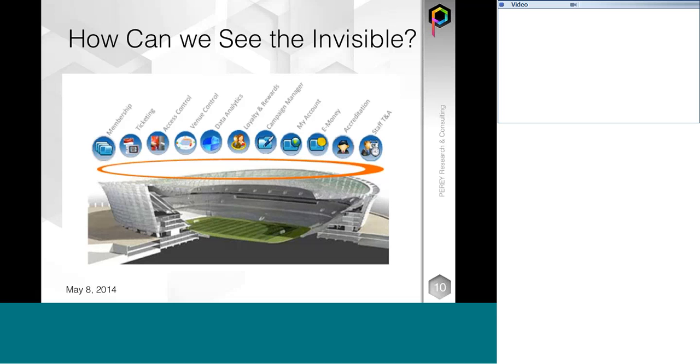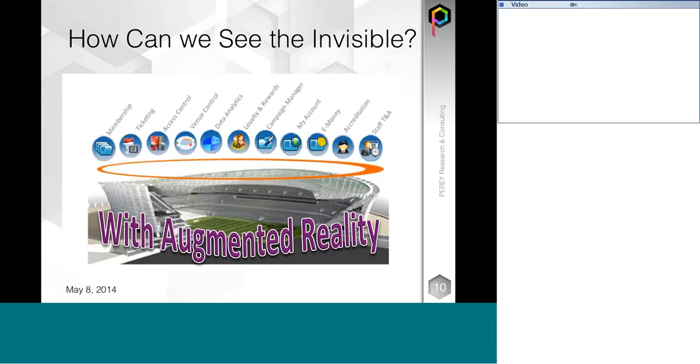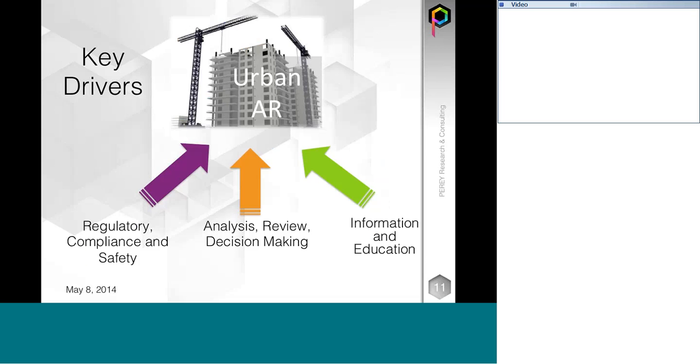So with augmented reality, we can actually begin to see the information that's invisible, overlaying the athlete, or perhaps the exit, or the restrooms, or you could have perhaps the products that are sold in a concession stand be visible using augmented reality. So there's lots and lots of different ways that we can combine the digital information with the physical world. But let's step back a little bit and talk about the drivers for urban augmented reality.